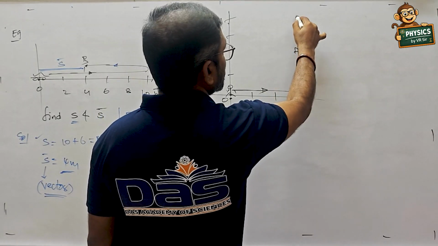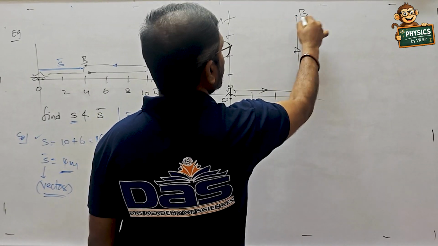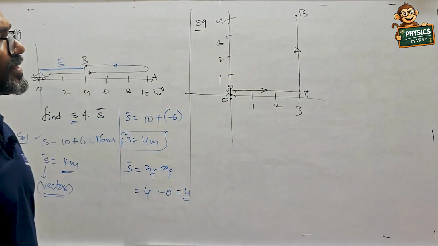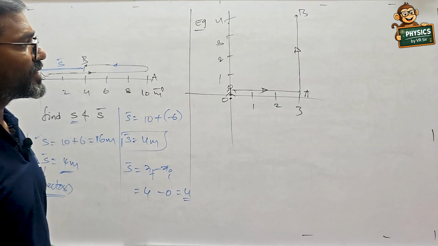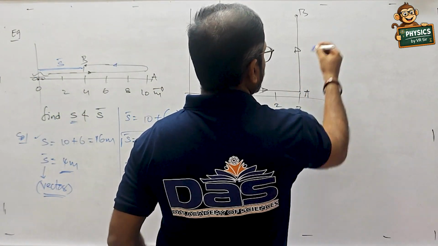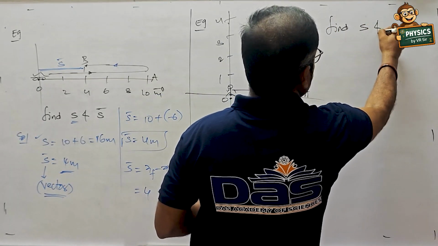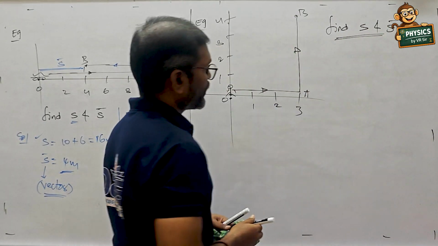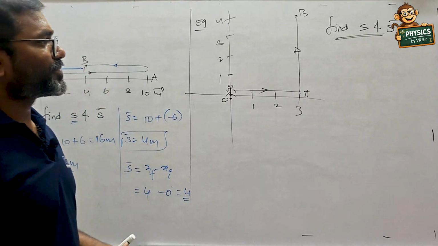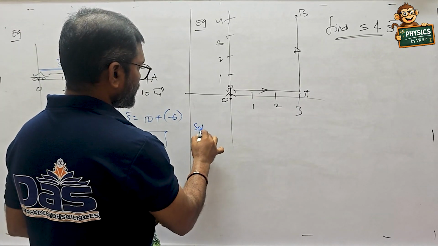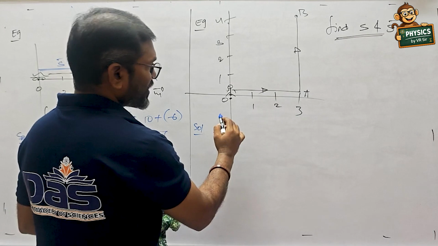This is the direction. This is O, A, and B. Now in this case, if they ask us to find the distance and displacement, distance is the total length of the path.